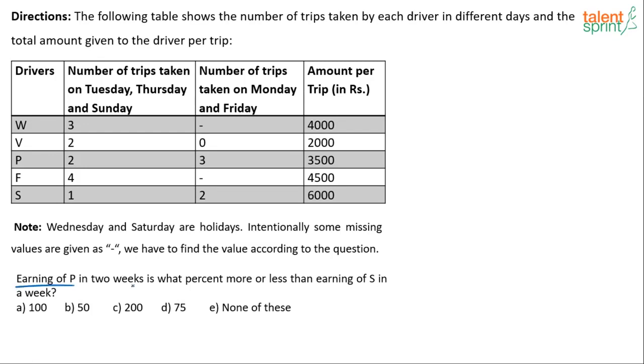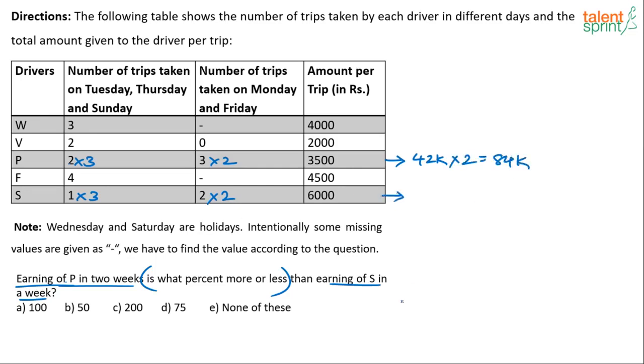Earning of P in 2 weeks is what percent more or less than earning of S in a week? Now earning of P in 2 weeks. See, how many trips will P make? Now you can do it mentally, right? You don't have to put pen on paper. 2 into 3, 3 into 2. Similarly, S is 1 into 3 and 2 into 2. So number of trips made by P is 6 plus 6, 12. 12 into 3,500, his per week will be 42,000. And we want P in 2 weeks, so into 2, which is 84,000.